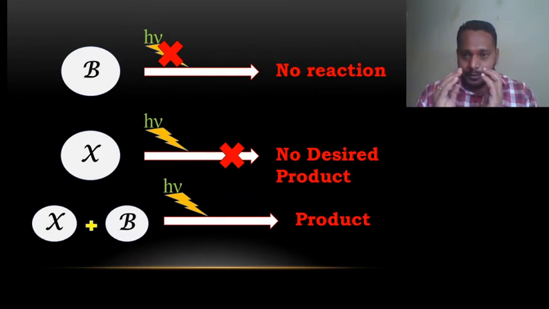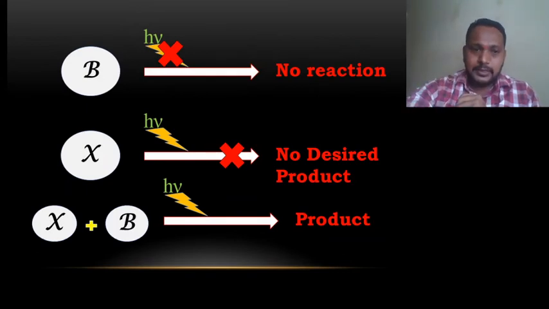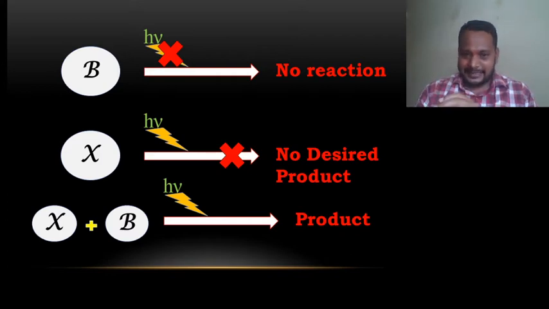Now if B is a reactant, but B is unable to absorb the photon, so if we irradiate B with electromagnetic radiations or UV light, then no reaction takes place. And the other foreign molecule X has the ability to absorb the photon, but due to absorption of a photon only by X, the desired product formation is not there.